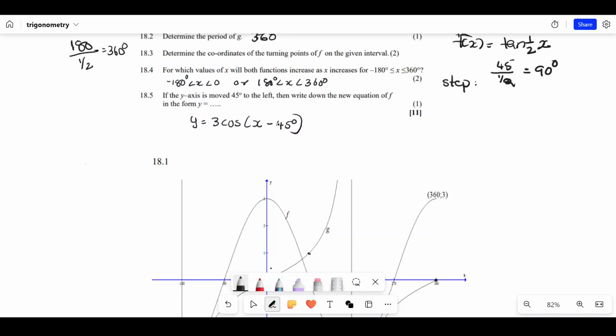Okay, that is all about trigonometric graphs in this question. If you want me to answer any particular question, you put that question in the comment box.